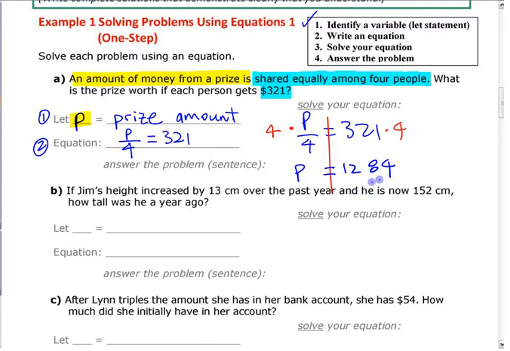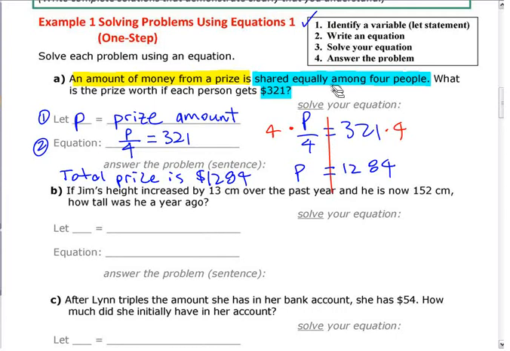But you're not quite done then. You need to write some kind of an answer. It doesn't necessarily have to be a full sentence, but it's got to be something with words. You have to say something like, what was our variable again? What was P? Prize. Yeah, total prize is $1,284.